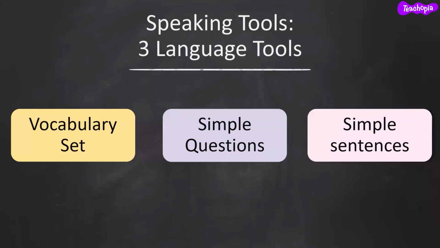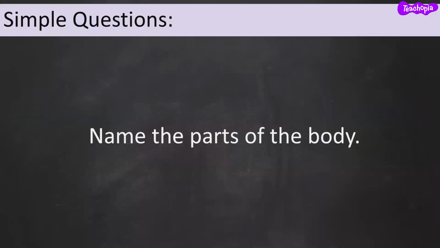So what are those three tools? We have vocabulary set, that is tool number 1. We have simple questions, and we have simple sentences. In the last few modules, we have looked at simple questions and simple sentences. We have discussed how to build questions and how to build simple sentences.